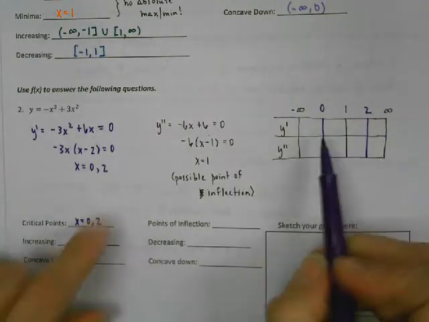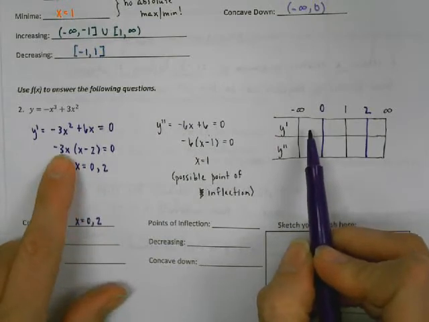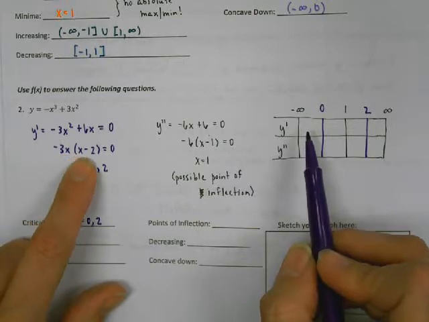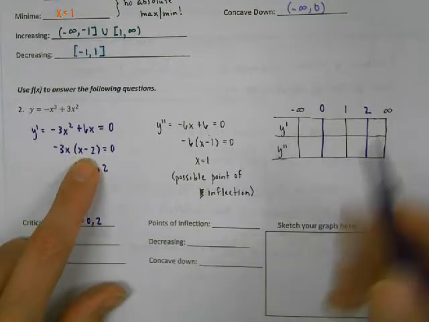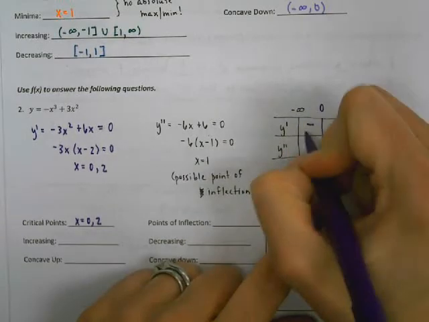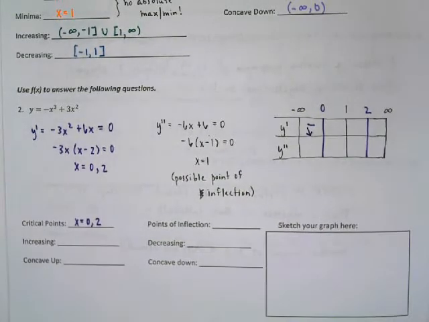So first we're going to plug in, let's say, a negative 1. So if I plug in a negative 1, negative 3 times a negative 1 is positive. Negative 1 minus 2 is going to give me a negative, so I'm going to be negative or decreasing on that interval.